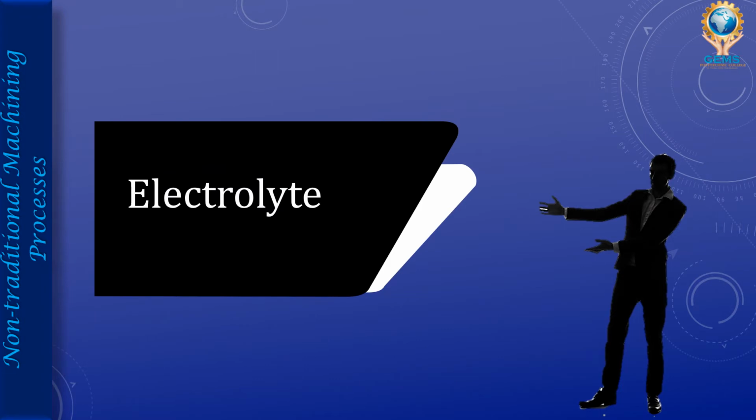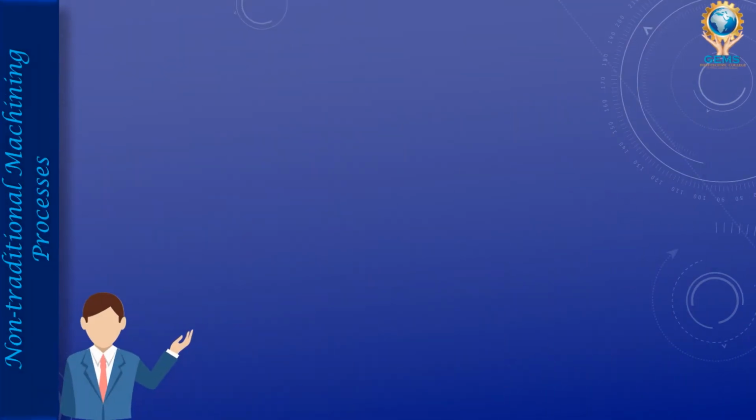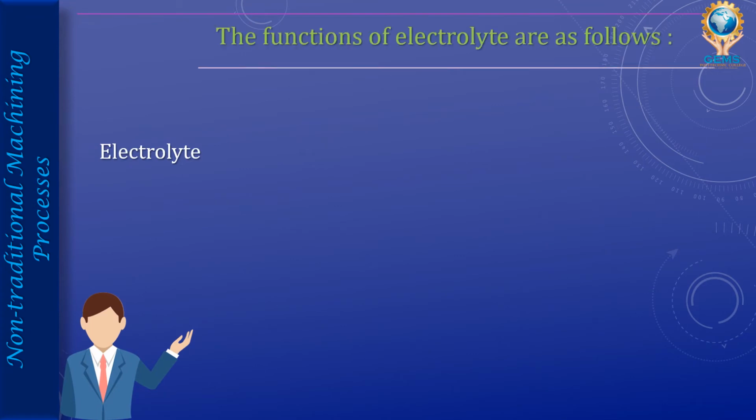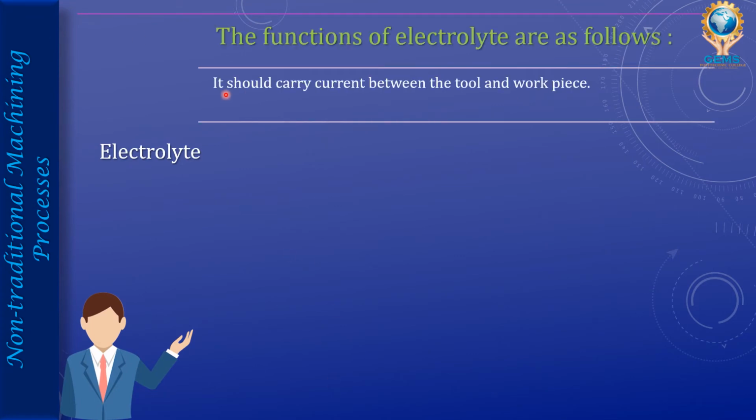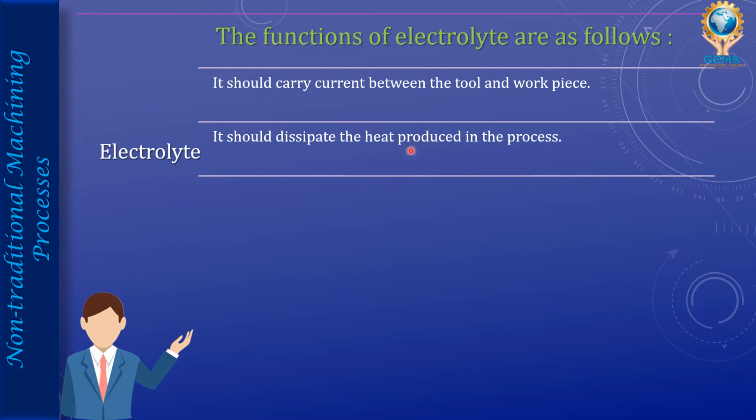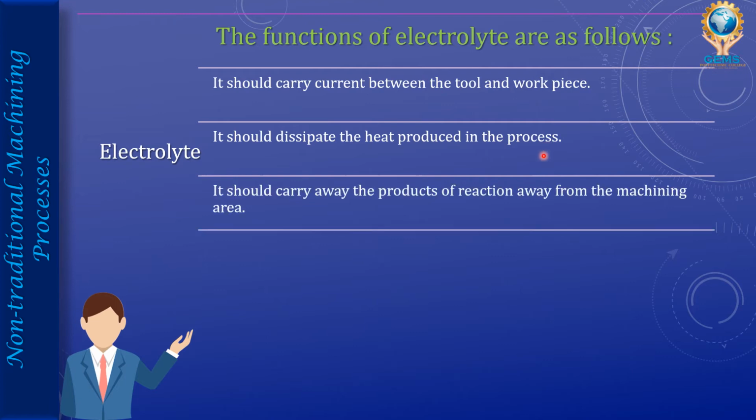Now we are going to see the electrolyte. These are the functions of the electrolyte. The electrolyte should carry current between the tool and the workpiece. It should dissipate the heat produced in the process. It should carry away the heat produced at the location where the machining happens. It should carry away the products of reaction away from the machining area.